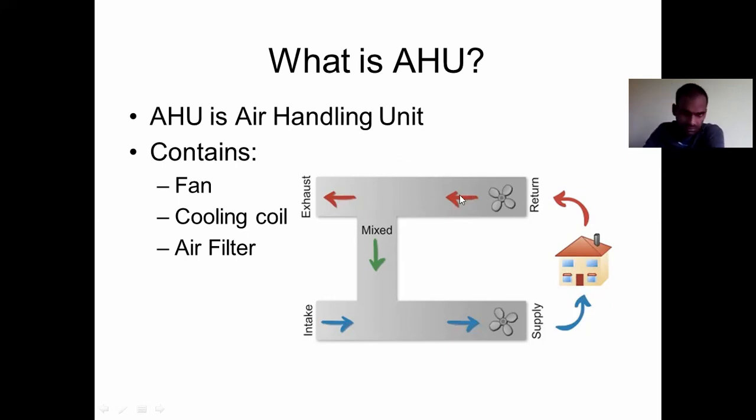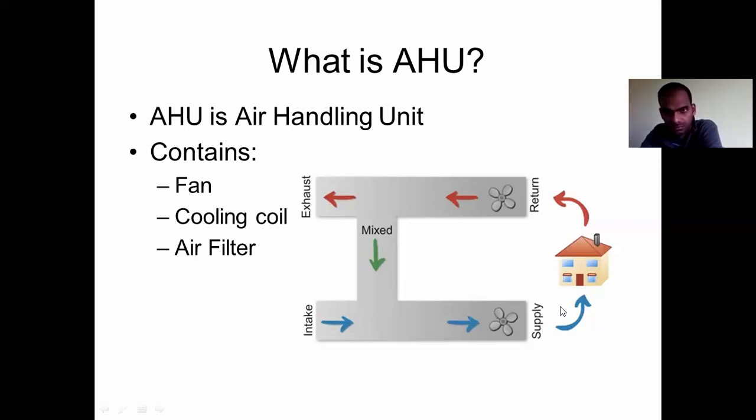Sometimes some air will be exhausted, and some portion of the air will be taken back for recirculation. And you'll be having an intake also, a fresh air also will be there. This fresh air and this mixed air will be mixed in a mixing chamber. Then we'll be supplying back to the room. So this is the basic thing which is happening in the air conditioner unit.